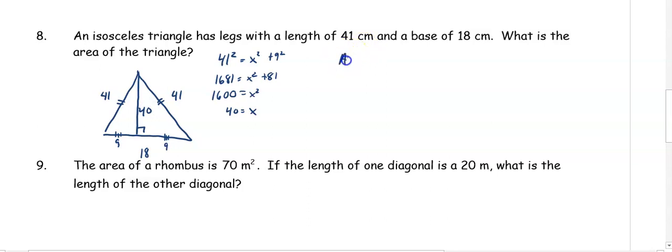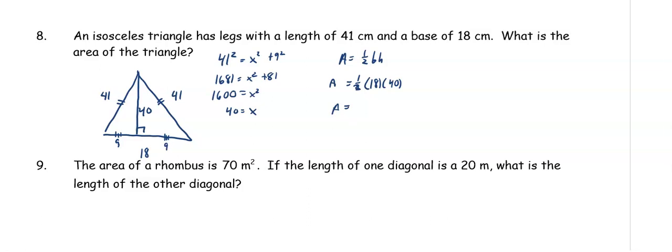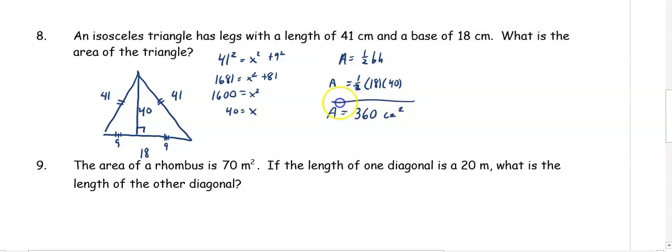So when we go to do the area, it is 1/2 base times height. So we have 1/2 of 18 times 40. So when we multiply that together, we get that our area is going to equal 360 centimeters squared.